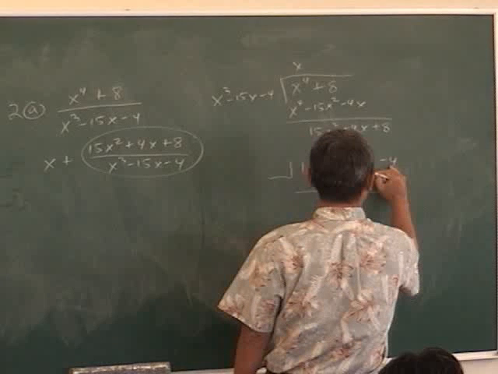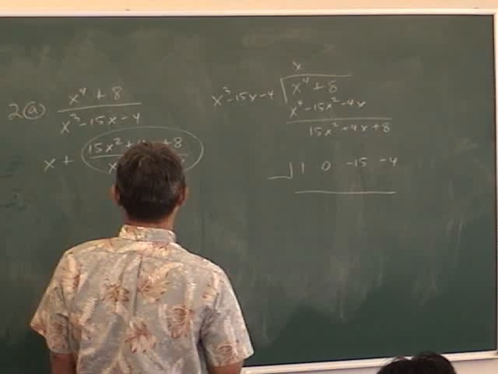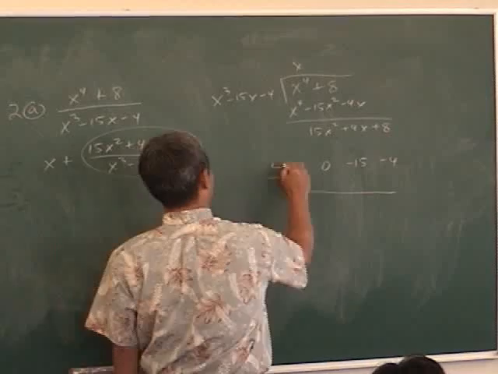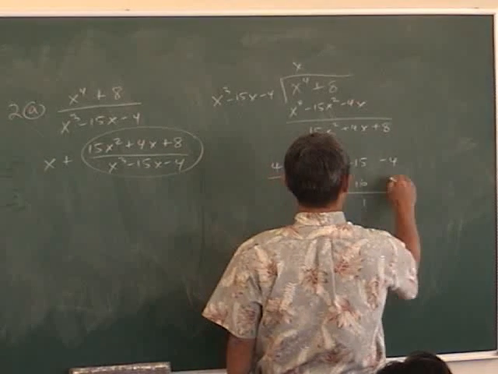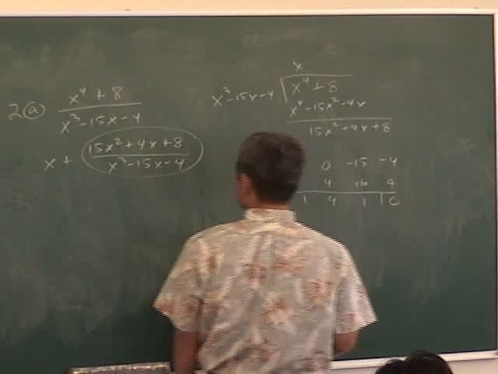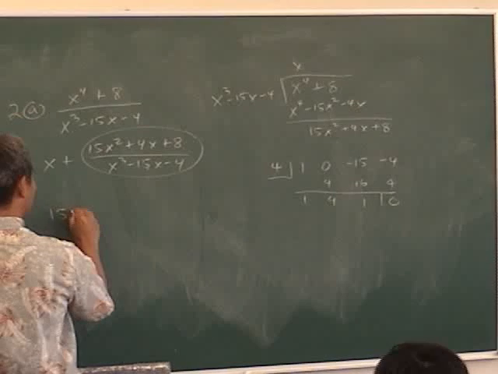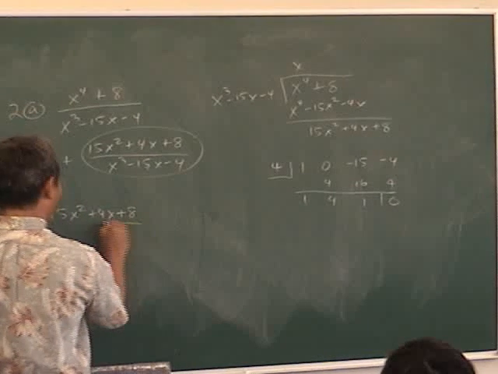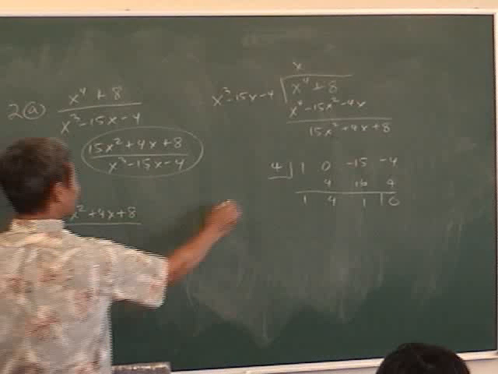So factors of 4 over factors of 1. 1 doesn't work. 2 doesn't work. 4 works. So 4, 4, 16, 1, 4, 0. So that means this thing can be factored as 15x squared plus 4x plus 8 over, how do you factor that? If you have a 4 in the box.